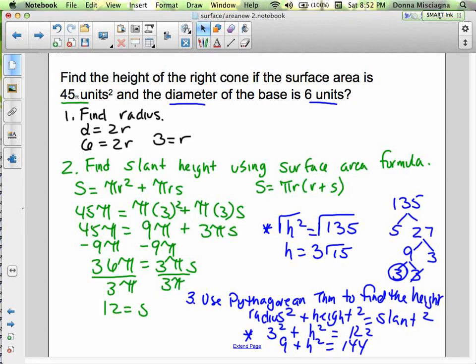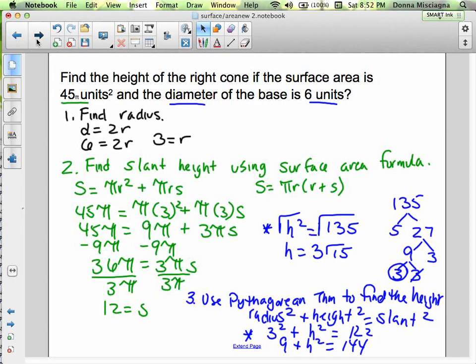Right, so here's a multi-step problem looking for something completely different than surface area. If you need more time, then pause the tape so you can take your notes. I'll be checking those notes. And if you have questions, then ask me in class.